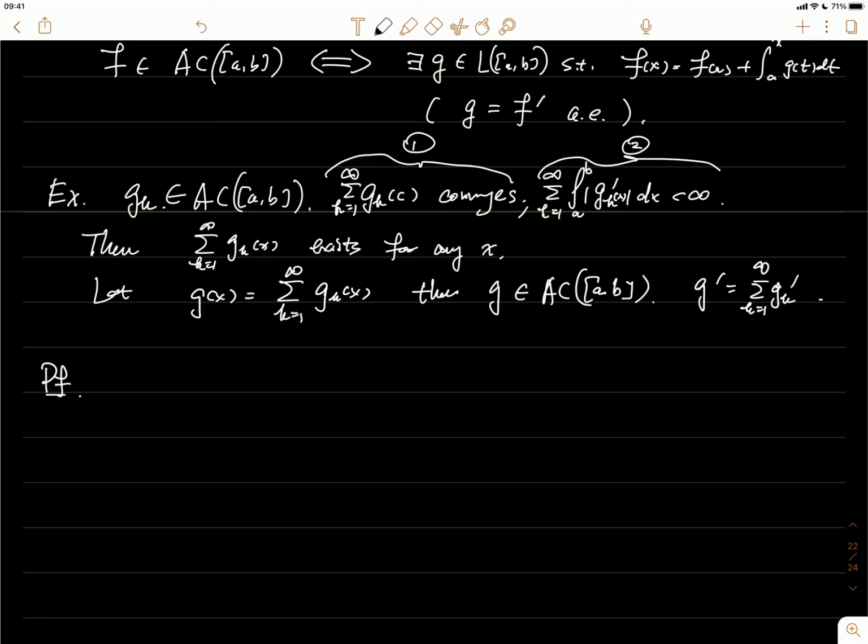On the one hand, since we know that this sum of the integrals of |g_k'(x)| dx is finite, we're going to define h(x) to be the infinite sum of the g_k'(x).